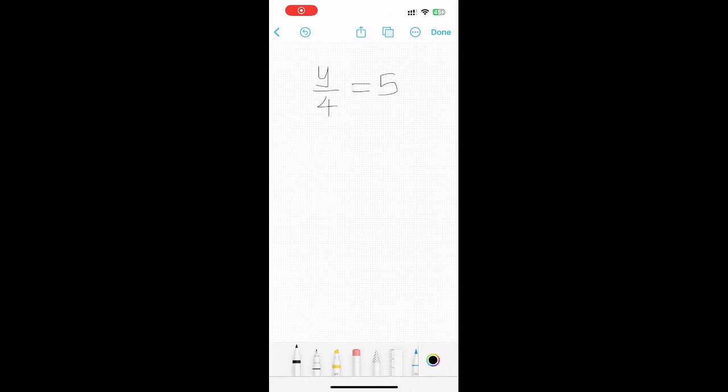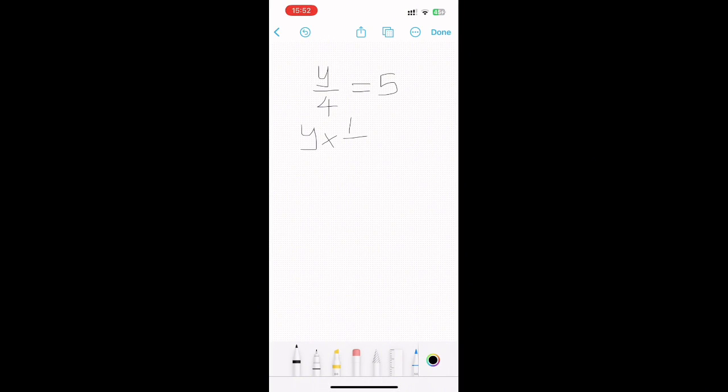Okay, so here we have to solve for y, which is y over 4 equals 5. So we have to get the value of y. How do we do that? We need to eliminate the fraction first so that we are left with y on the left-hand side. And how do we do that?